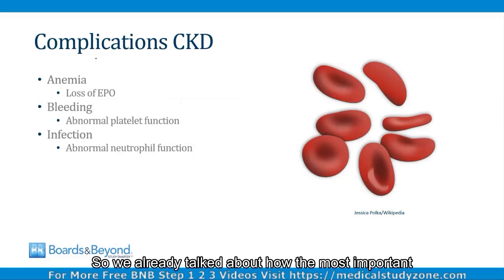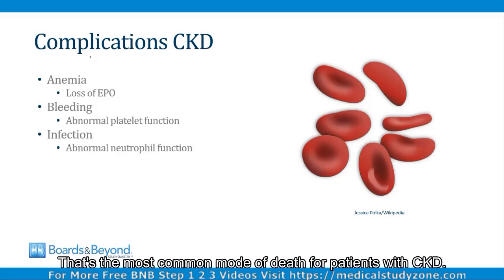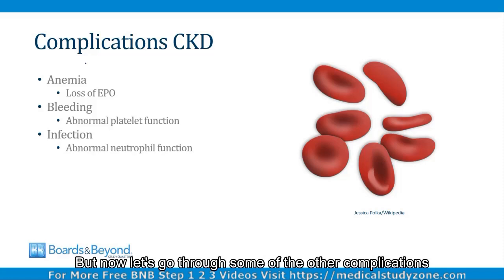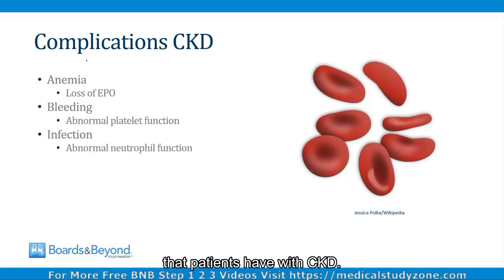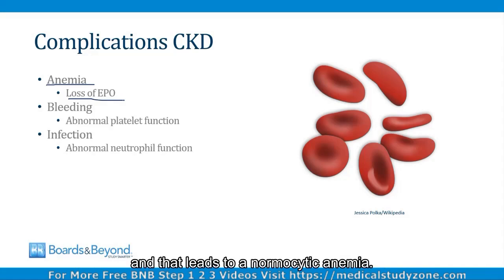So we already talked about how the most important complication of CKD is cardiovascular disease. That's the most common mode of death for patients with CKD. But now let's go through some of the other complications that patients have with CKD. The first one is anemia. So the kidneys produce erythropoietin, so when you have chronic kidney disease, you lose EPO, and that leads to a normocytic anemia. Patients with chronic kidney disease have abnormal platelet function, so they are prone to bleeding.